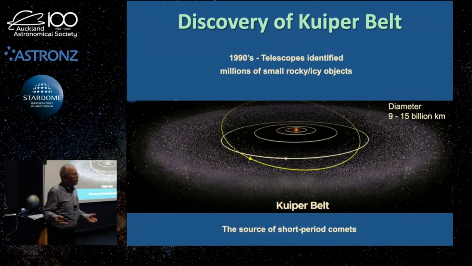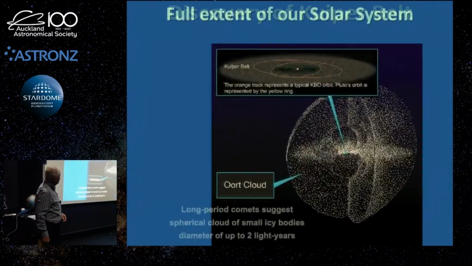And they're split into two groups: short period comets, those whose total orbital period is less than 200 years, and long period comets, greater than 200 years. So they concluded most likely these short period comets are coming from this Kuiper belt. So how about the long period comets? Where are they coming from?